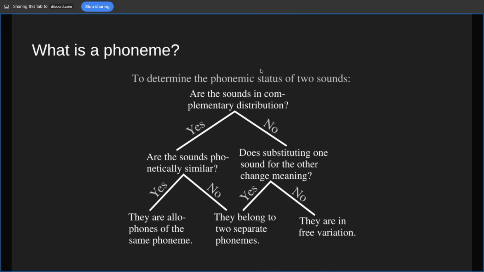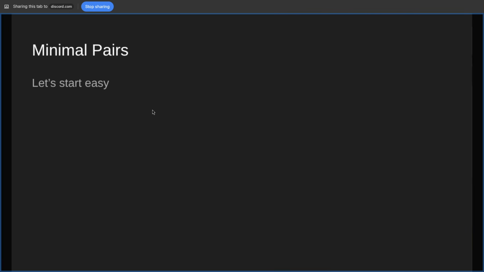So okay, I've asserted the existence of this thing called a phoneme. So what actually is that? Maybe I'll just walk through this flowchart. This is a set of questions that you can ask to determine if something is a phoneme in opposition to a different sound, if the two are in what's called free variation, or if they're allophones of the same phoneme.